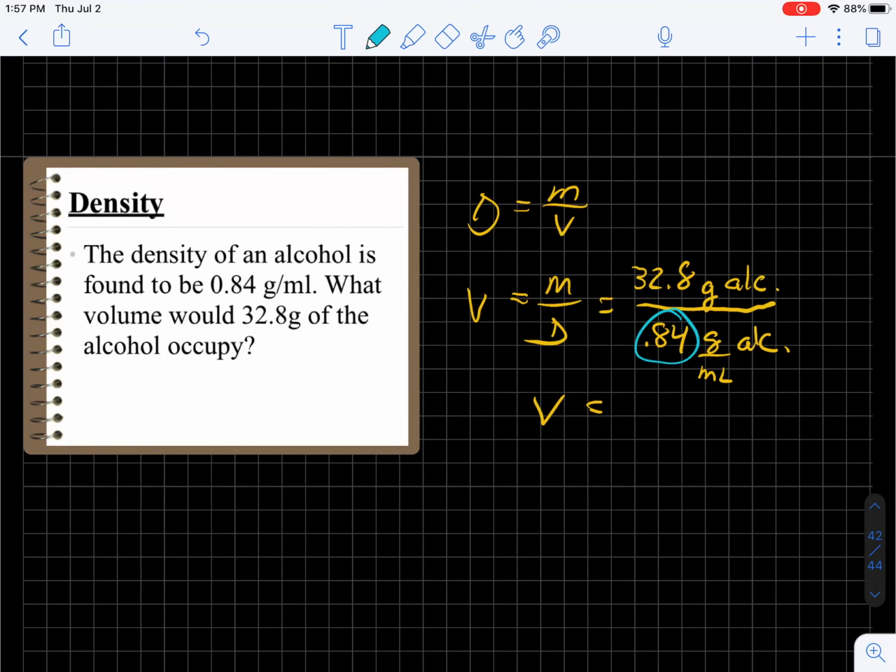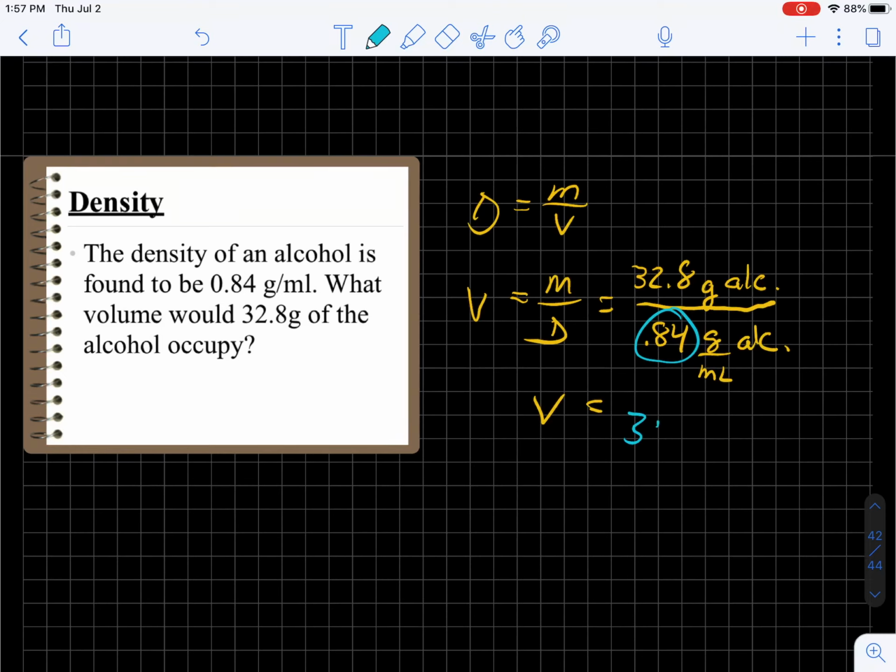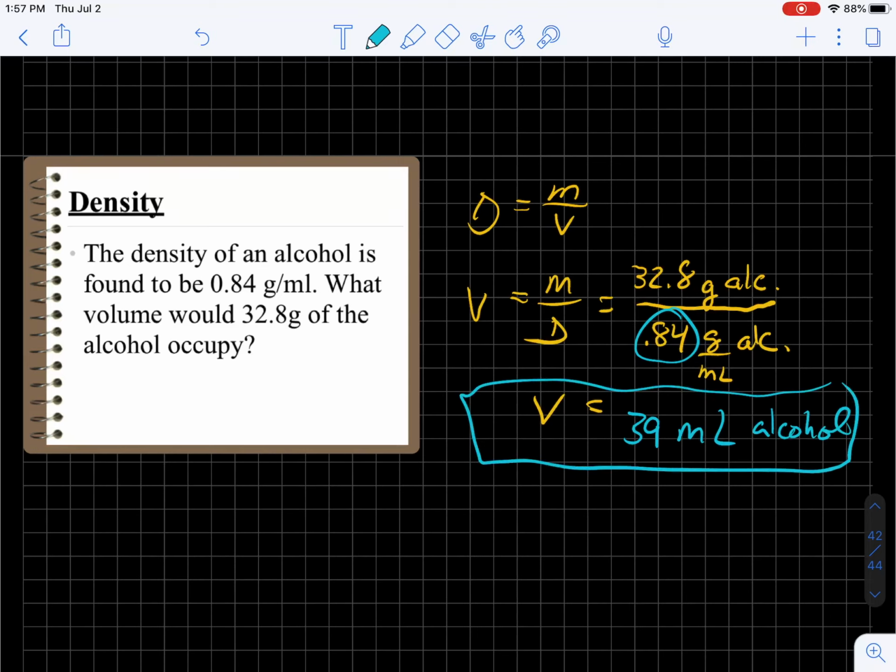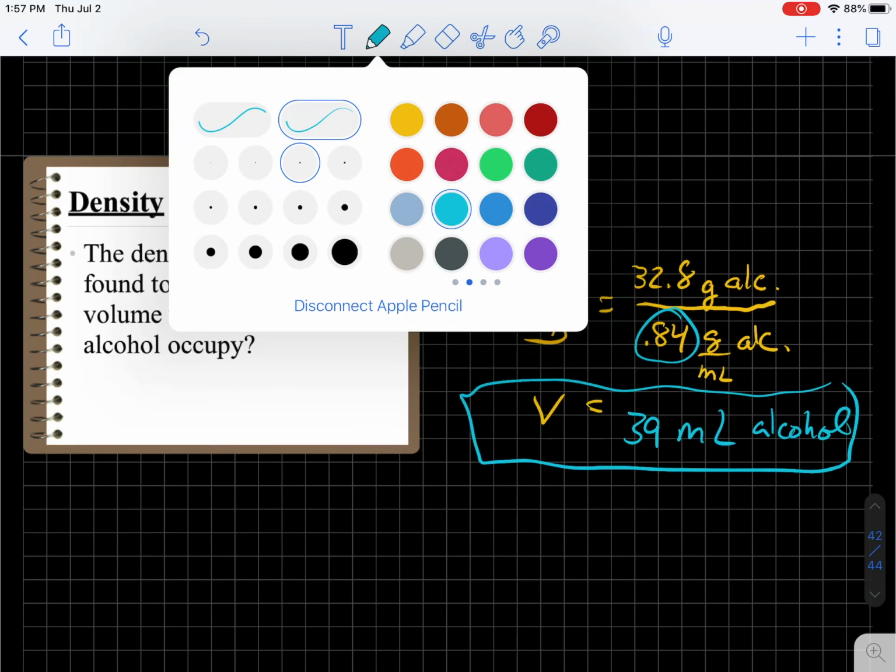According to the last video, when you multiply and divide, you choose the entity with the least amount of significant digits, and that's how many you use for your final answer. So we're only going to report the first 2 significant digits. So our answer is 39 milliliters of alcohol.